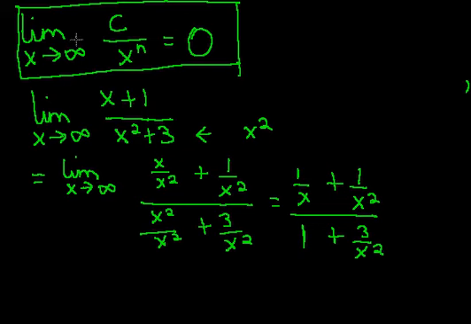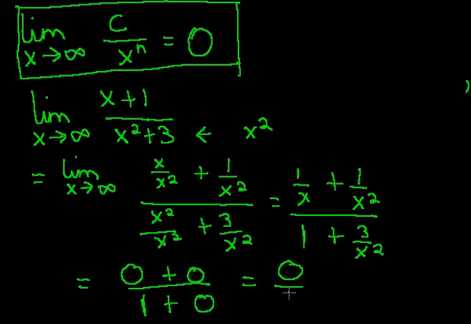But now that you know this rule right here, that any constant over x to any power goes to 0, you can change 1 over x. The limit of 1 over x is 0. The limit of 1 over x squared is also 0, and that's all over 1. The limit of a constant is going to be that constant, so that's still going to be 1, because there's no x here going anywhere, it's not changing this value. So it's 1 plus, and 3 over x squared follows the same rule, it goes to 0. So we end up getting 0 over 1, and that is 0.